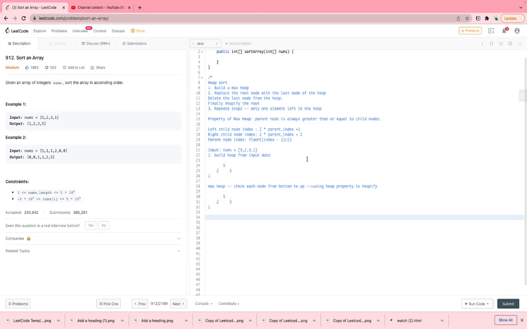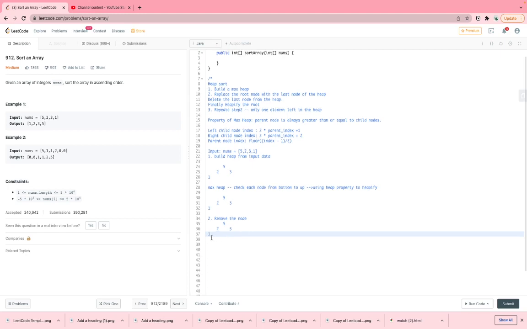Then we start to remove the nodes. Okay, so how do we do that? In this problem, let's copy this to here. For this one, first we're going to swap the 5 and 1, and then we remove that one. So we swap this 5 with 1, and then we remove the 5.